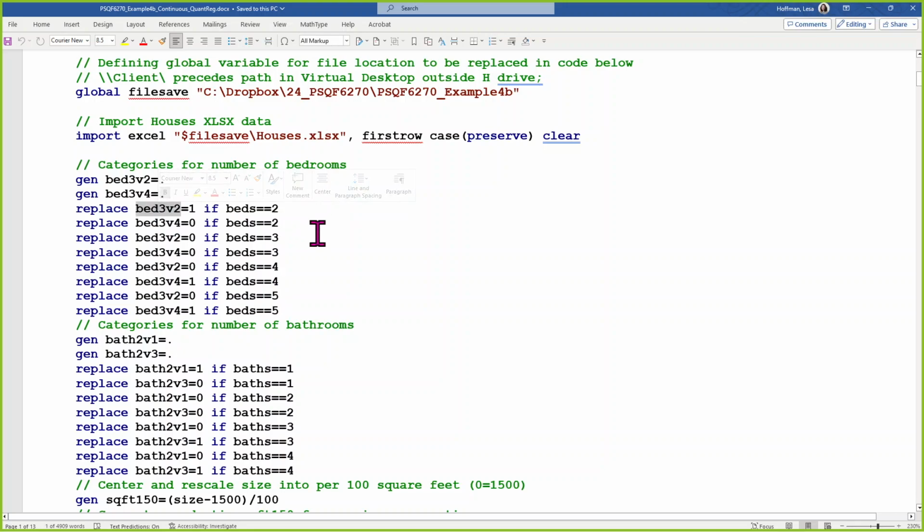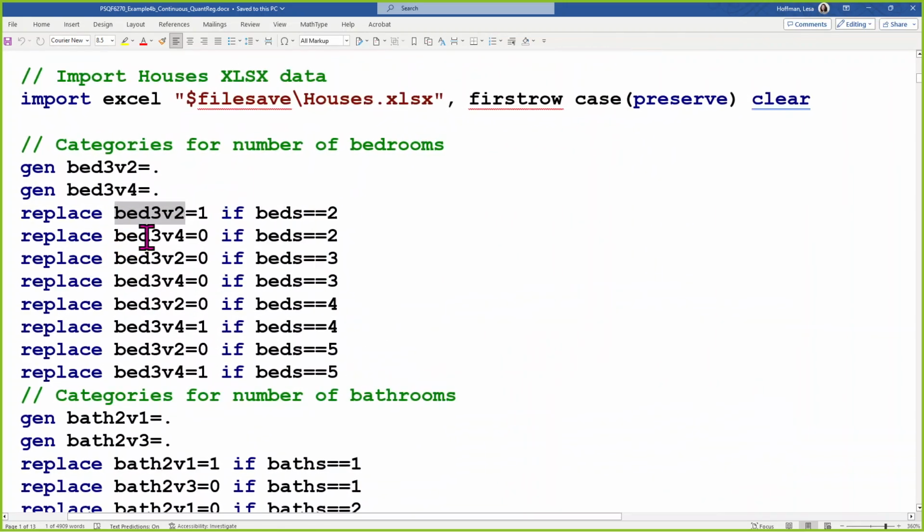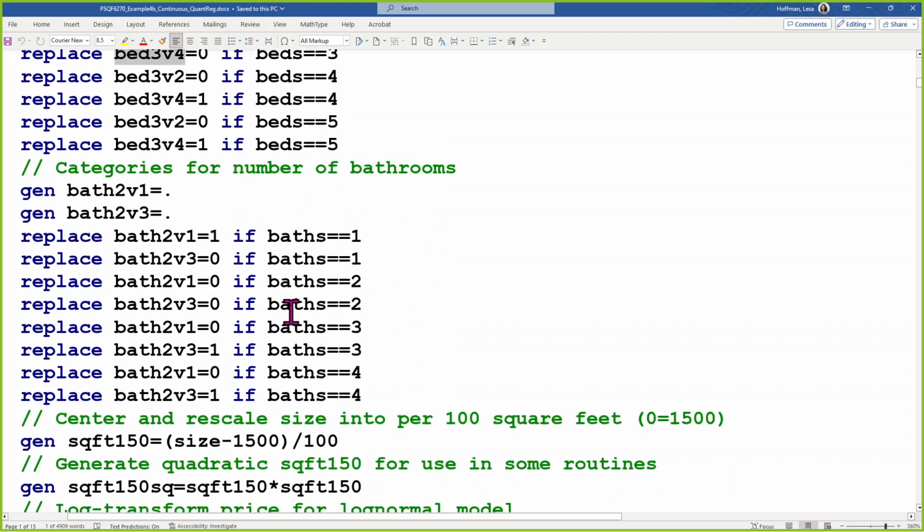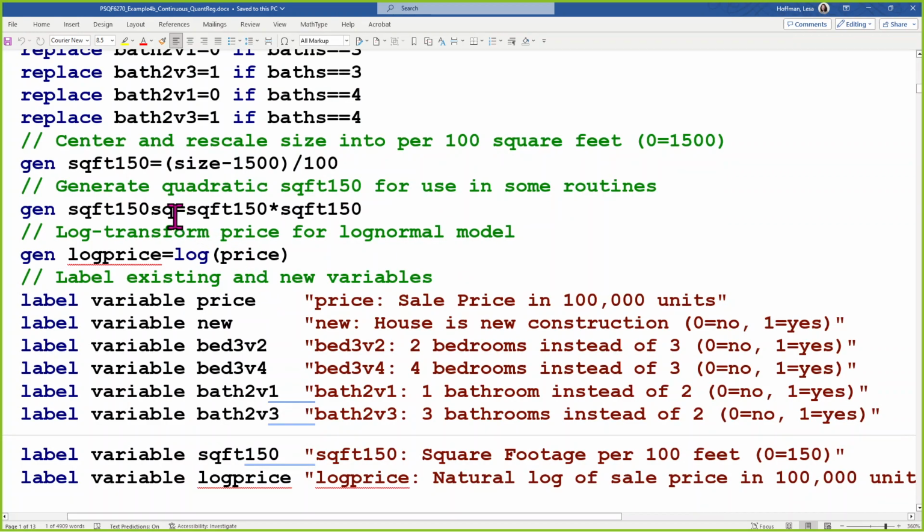In terms of my labels, bed 3v2 means 3 is the reference and 2 is the alternative. And 3v4 means 3 is the reference and 4 is the alternative. So this is an ordinal measure, essentially number of bedrooms, but I am making it so that I can get adjacent differences between the two. Same thing with the bathrooms. Rescaling square feet, and then I'm also making a squared version, because I think that having a bigger house only helps up to a point, and then more doesn't help. So I'm operationalizing that idea with a quadratic function.